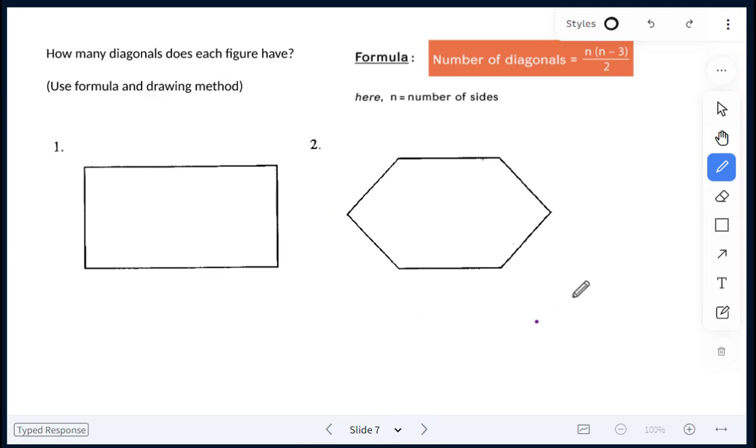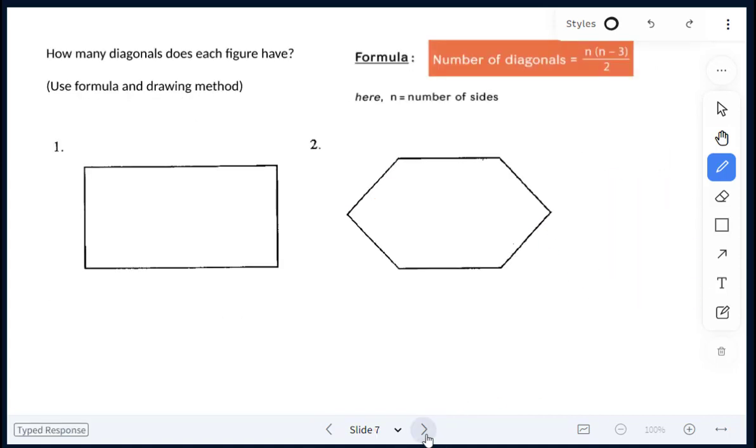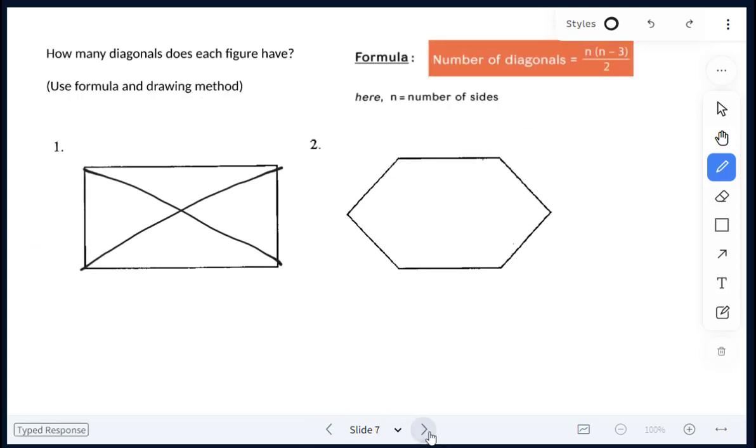All right, so this one here we just did on the previous slide. It's a 6-sided figure, and we saw that it had 9 diagonals, and we also did that with the formula there as well. Here we have a rectangle. It's a 4-sided figure. We can draw 2 diagonals, right, from vertex to vertex. So here's 1, and there's 1. And the formula method would be the exact same as what we did here, because it's a 4-sided figure.